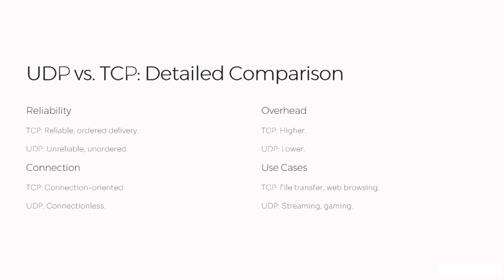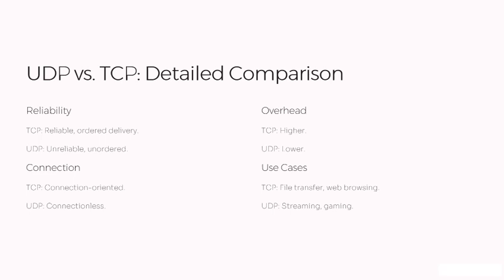And then we are going to discuss the comparison between UDP and TCP, and which one is best. Now let's compare UDP with TCP. As we discussed earlier, TCP is a connection-oriented protocol that ensures reliable delivery, while UDP is connectionless and doesn't guarantee delivery. TCP has higher overhead due to its additional features, while UDP has lower overhead.